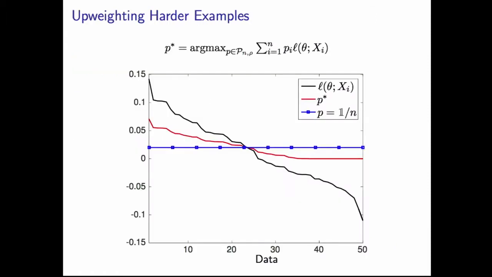Another way to visualize this is by plotting the loss values at different data points and then sorting them. That's the black line here. I've plotted the loss values of 50 different data points, and the blue line is the empirical distribution, your 1/50 weights. I've also plotted the worst case distribution for this fixed data, and you can see that you're really upweighting the harder examples in your training process by opting to solve this worst case loss.